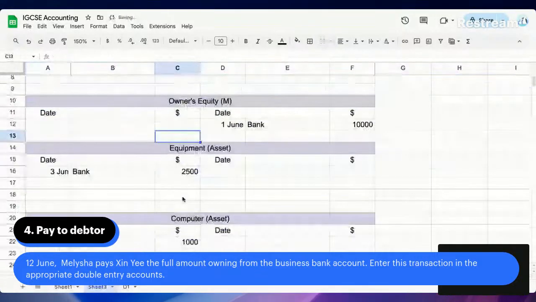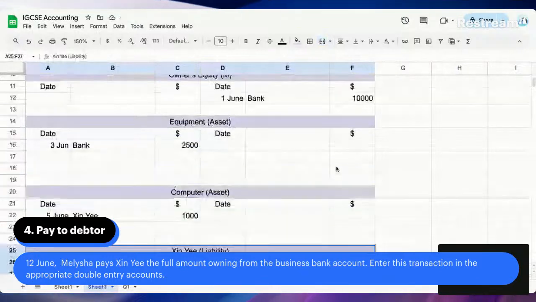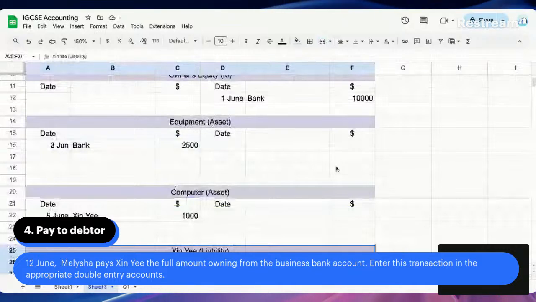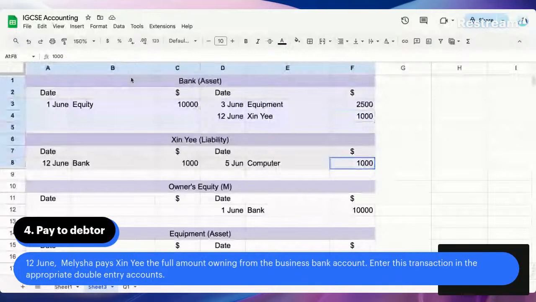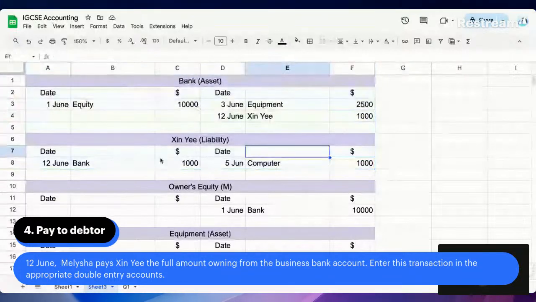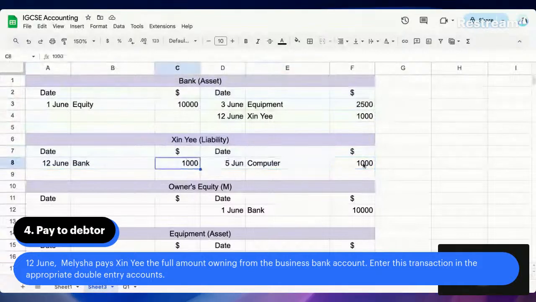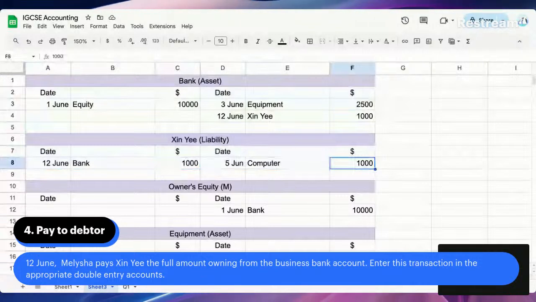Okay, let me move the account up there so that you can see the total transaction and complete transaction for this particular example. Okay, for this example number 4, the correct answer is like this. Okay, I hope it made it clear. So you see, for Cindy's account currently it is 1,000, 1,000. That means you no longer owe money to Cindy anymore from the business point of view of Melissa's company.